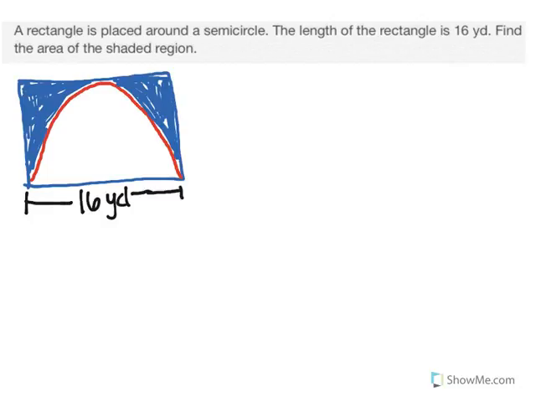So the way that we're going to do that is the area of the whole thing is going to be the area of the rectangle minus the area of the semicircle. So we can figure all of this out just from this one piece of information that the length is 16 yards. Actually, let's find out what the area of our semicircle is first.